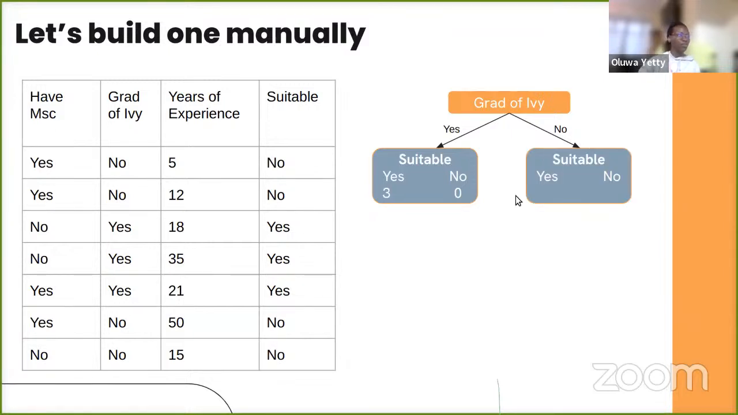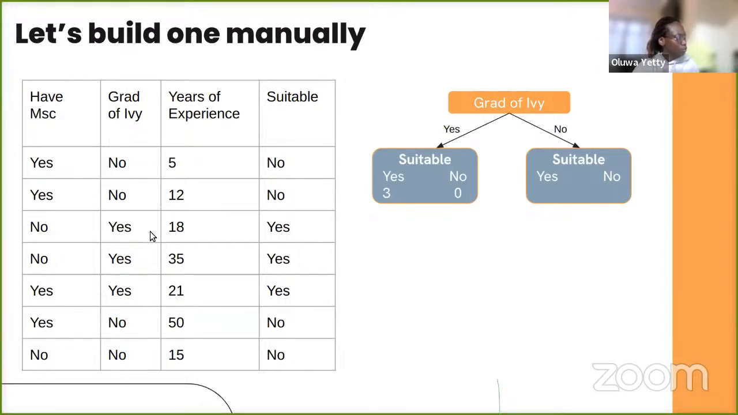So using that, when we go to the no branch, we start with the first row again. So there, grad of Ivy is no, which is the branch that we are in. And the suitability here is what? Yes. So now it is no. So we have 1 no here. We go to the next one. The grad of Ivy is no, and the suitability is no. So we have our second no. So we have 2 no's.